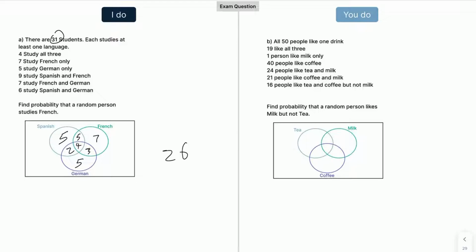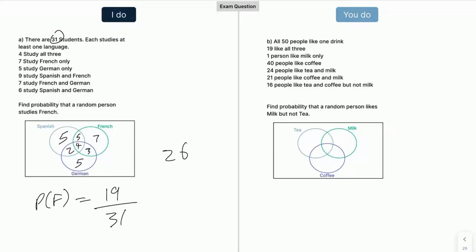And then it's asking me for the probability that a random person studies French. So the probability that they study French, well, how many people are in the French circle? 5 plus 7 plus 3 plus 4. So that's this circle here. That gives me 19. And how many people are there all together? The question tells me there's 31 people altogether. So that's my answer there. I can leave it in a fraction.